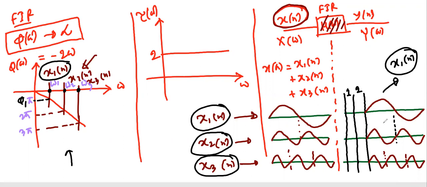What is the delay for x2[n]? How many samples? What is the delay for x2[n] in the time domain? So, 2 samples.